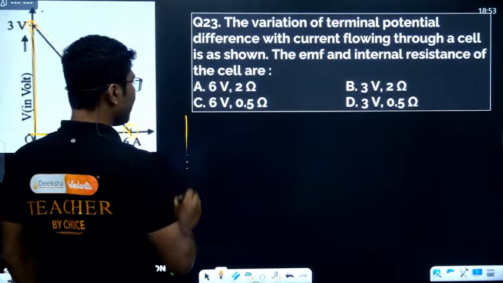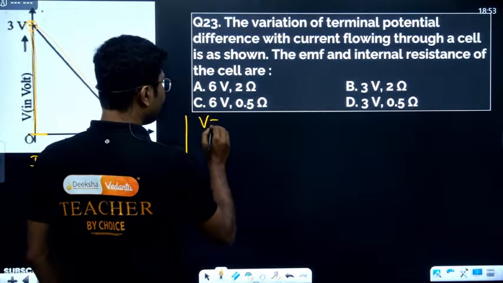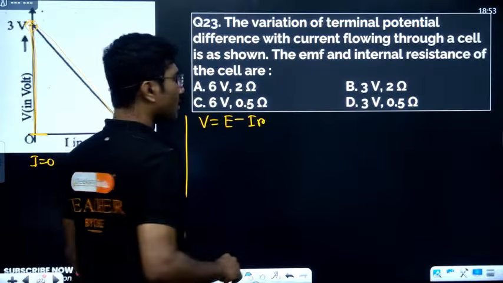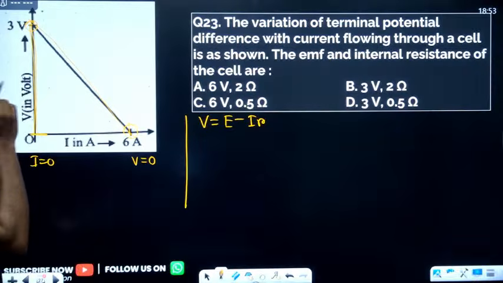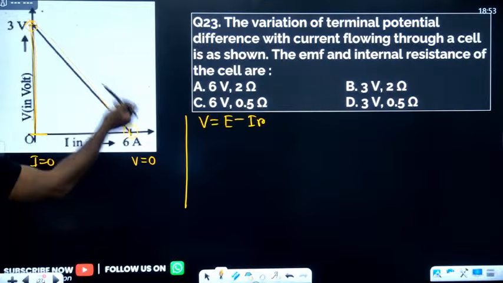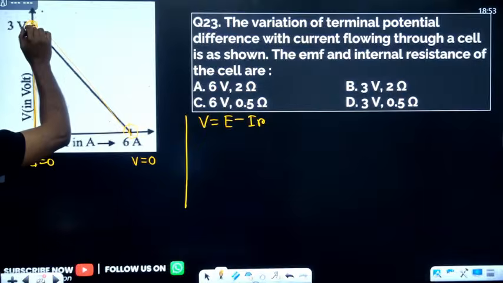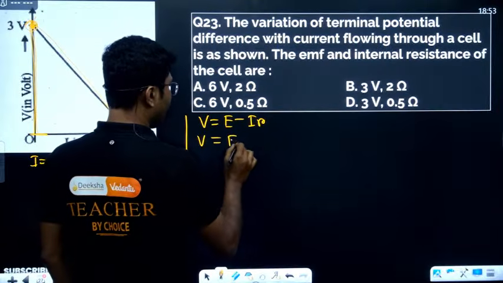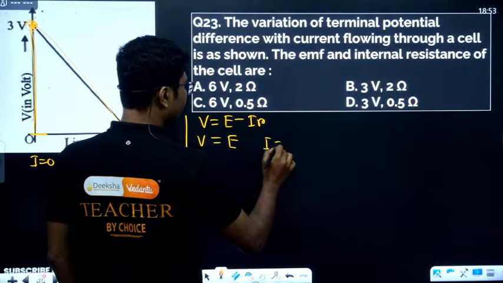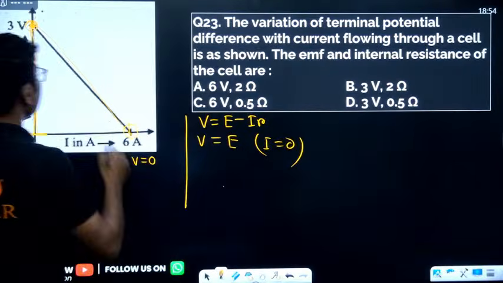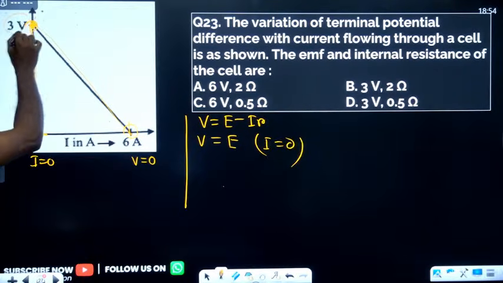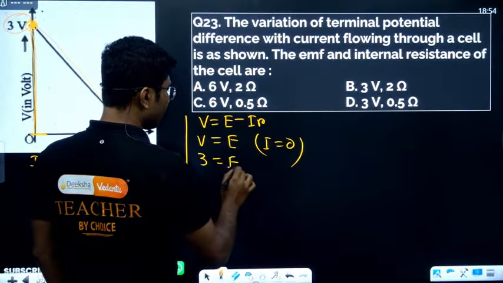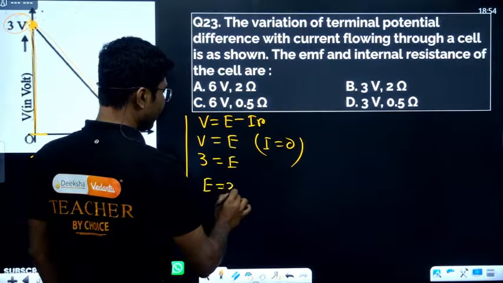For that we will use a very simple formula, V equals EMF minus I into R. We will apply both conditions here and here. At this point current is 0, so V equals E, because I equals 0. If you see, the terminal voltage is 3. So 3 is equal to E. So the EMF of the cell is 3.